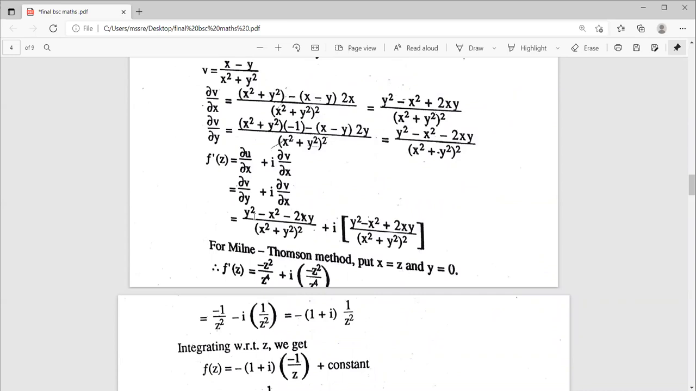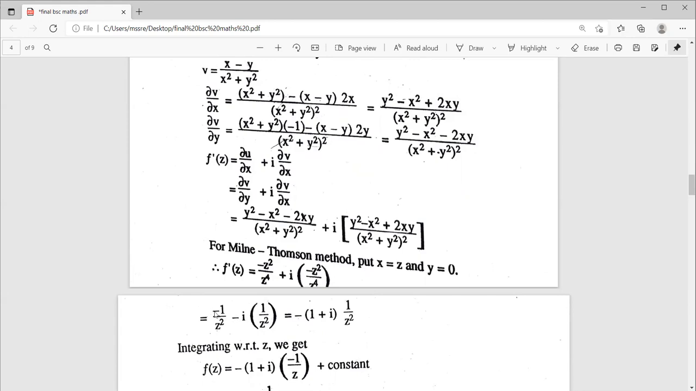So y is 0 here, x is z, you will get minus z square, y is 0, and z square square. So therefore minus z square by z raised to 4 plus i, y is 0, x is z square, it becomes minus z square plus y 0, so this term becomes 0. Here also y is 0, so z square square is z raised to 4. Let's simplify. Z square is there, z raised to 4 is there, it becomes minus 1 by z square minus i, here z square is there, z raised to 4 is there, z square cancels. You will get minus i into 1 by z square.